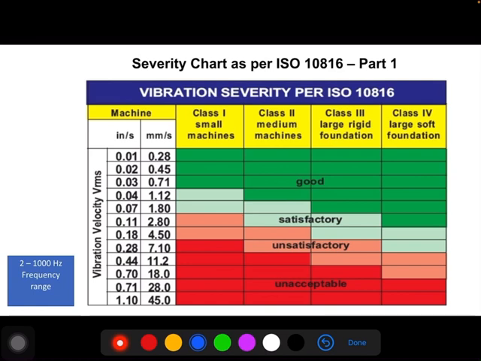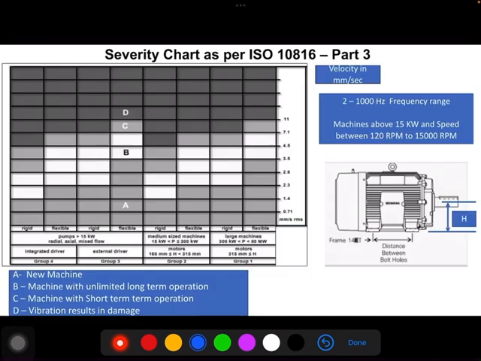ISO 10816 part 1 is mainly based on the motor kilowatt and also based on flexible and rigid foundations. One more chart, that is part 3, of 10816. It mainly applies for industrial machines having kilowatt above 15 and speed between 120 rpm to 15,000 rpm. It all comes under part 3. So as already said, part 1 and part 3 are mostly used by the manufacturing industries.